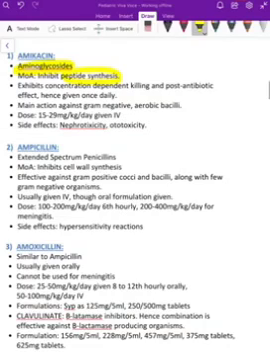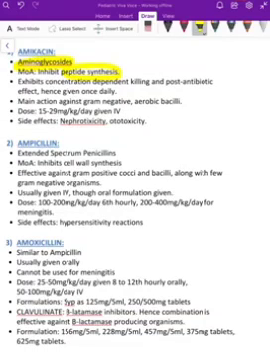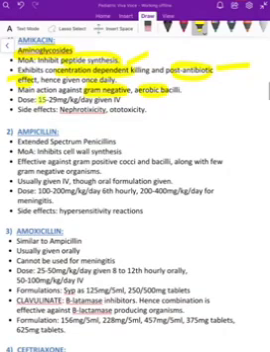The properties it exhibits are concentration dependent killing and post antibiotic effect. Hence it can be given only once daily because of its post antibiotic effect. And when we give it once daily, we have to give it at a good high dose because it has concentration dependent killing. Main action is against gram negative and aerobic bacilli. Dosage is mainly 15 mg per kg per day given IV, and side effects include nephrotoxicity and ototoxicity.